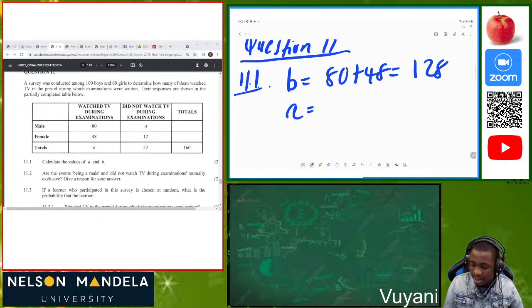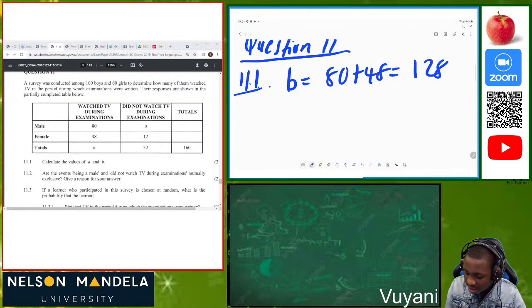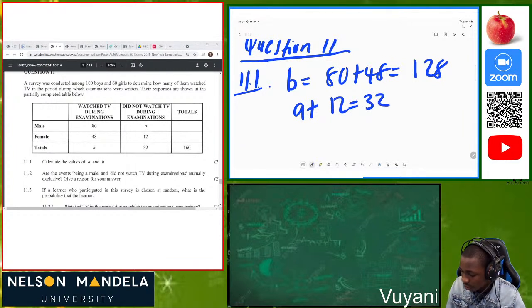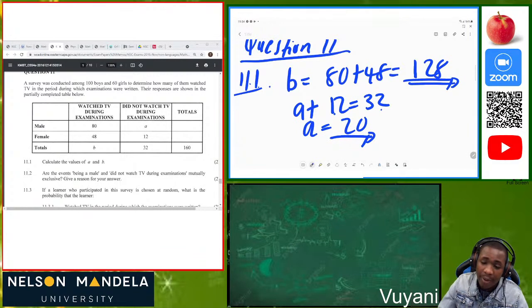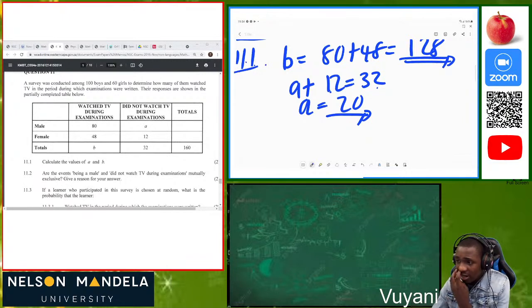How about our A? When we say A plus B, we're going to get the total, which is 32, of the students who did not watch TV. So basically our A, let me just write it like that: A plus 12 is equal to 32 because that's the total. So calculating our A will be equal to 20, because 32 minus 12. So basically our A is 20 and our B is 128. Now let's go to 11.2.